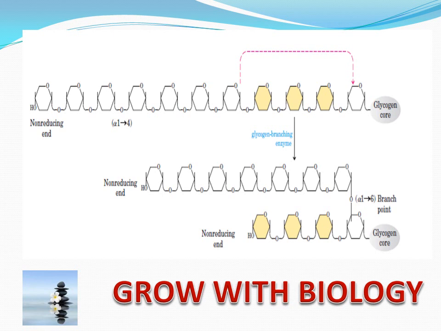At which point will it cleave? It will cleave after leaving 4 glucose residues from the glycogenin core end. From the glycogenin core end, it will not cleave the first 4, and then the bond between the 4th and 5th will be cleaved, and then it will be transferred. So the branching enzyme will do the branching, and the linear chain addition will be done by glycogen synthase. So this is the entire mechanism by which glycogen will be formed.